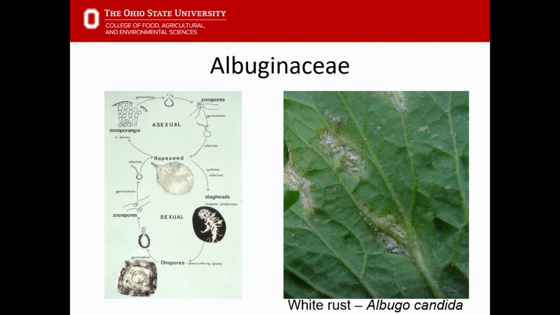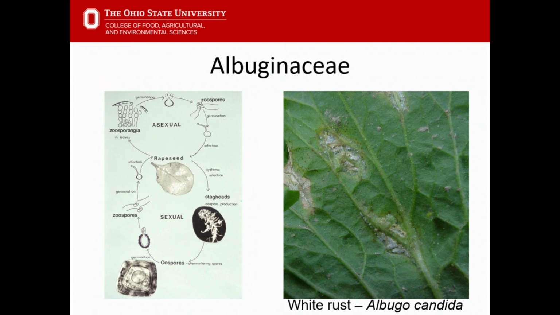The last group are those that are important plant pathogens in the Albuginaceae family, mainly the genus Albugo. Albugo candida causes white rust in plants in the Brassica family. Although the name is white rust, the disease is completely different from rust caused by Puccinia species. The name is related to the formation of white mycelium and sporangia on the undersides of infected leaves.